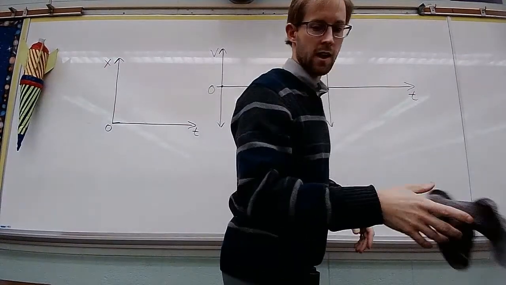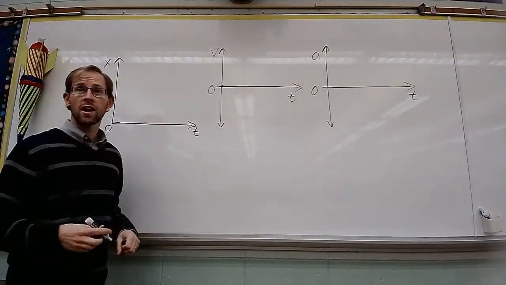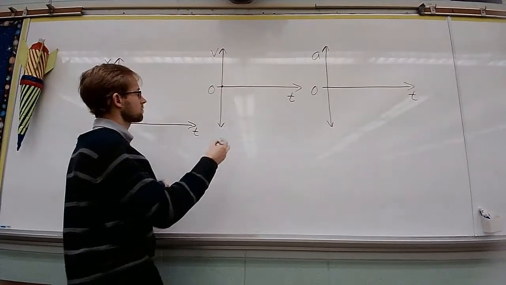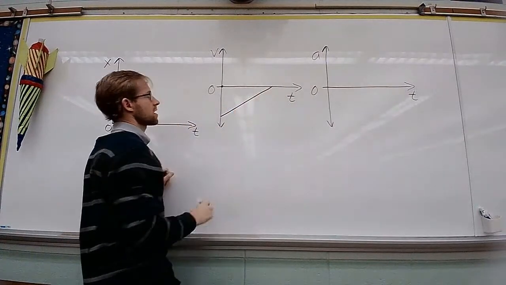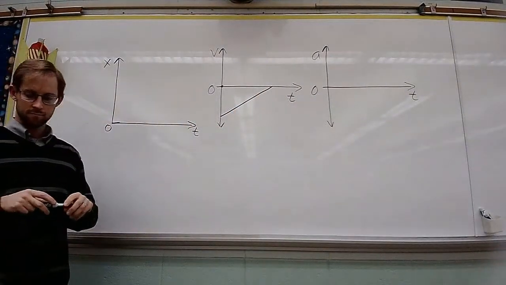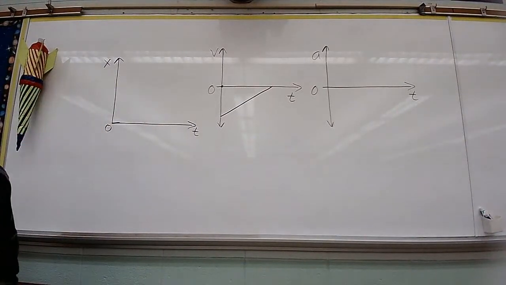Now, of course, you're not just going to get position time graphs on these. It might begin with a velocity time graph. Try this. 60 seconds.